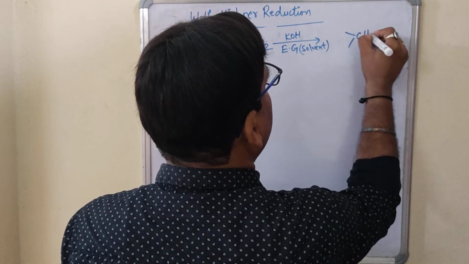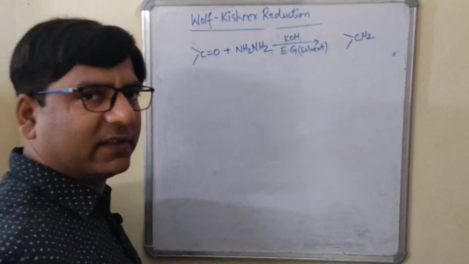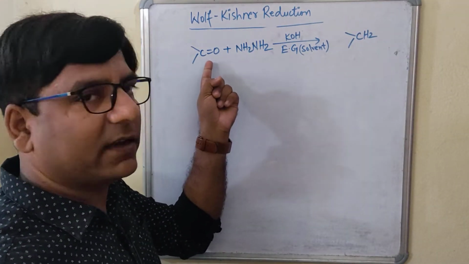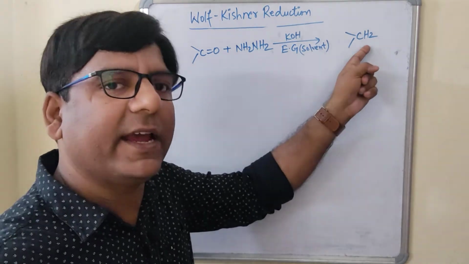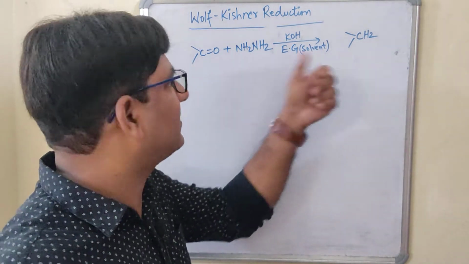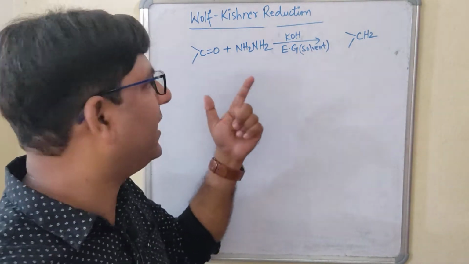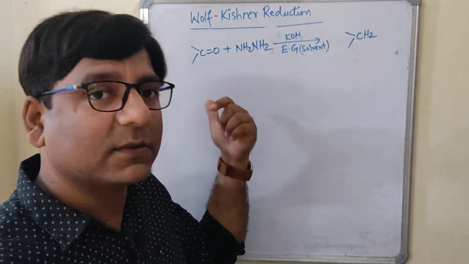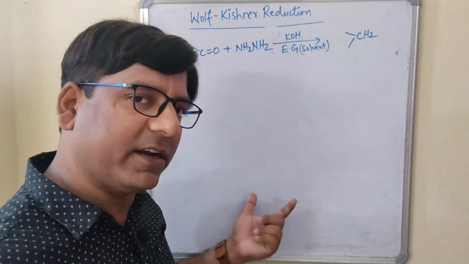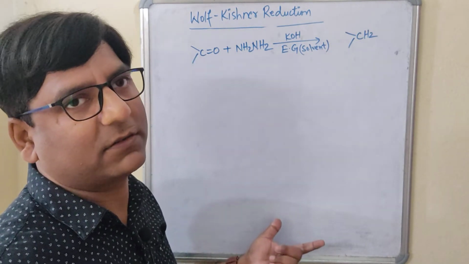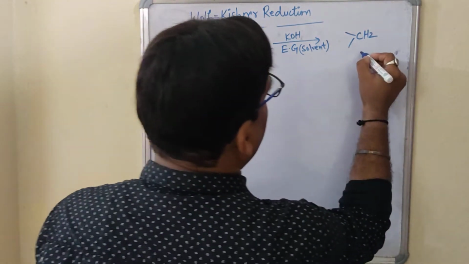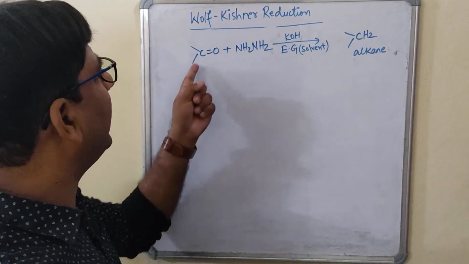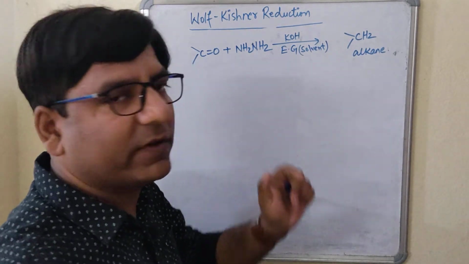To give CH2. Means here also, just like the Clemmensen reduction, students, this carbonyl functional group is getting converted into the CH2, that is a methylene group. The same thing we have seen in the Clemmensen reduction. Only I told you that the catalyst and the reagents are different, but the product and the substrate remain the same. This is also the reduction reaction, that was also the reduction reaction. So here we will write alkane. Whatever the aldehyde or the ketone you will select, accordingly you will get the alkane.